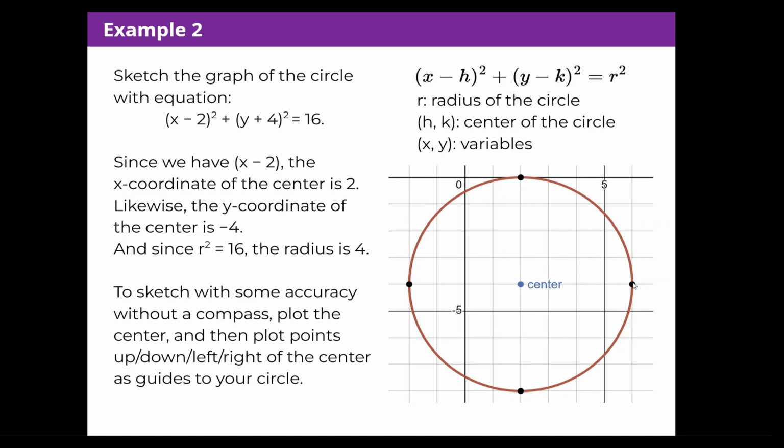Because I know this point has to be on the circle, it's 4 away. This point has to be on the circle because it's 4 away. This point has to be on the circle. This point has to be on the circle. And that provides 4 guidelines.